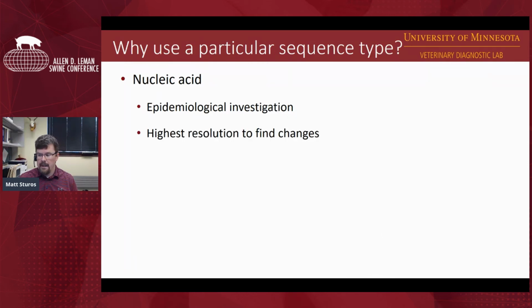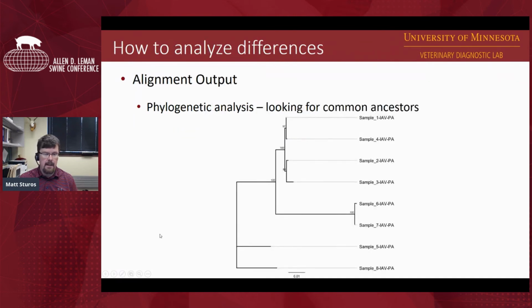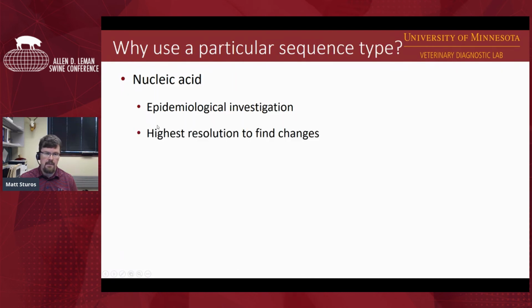So when we look back here at this, we have a choice. In this case I did nucleic acid analysis. We could have done amino acid analysis. So the question sometimes is, why would you use a particular sequence type? Nucleic acid is most useful for epidemiological investigations. It has the highest resolution to be able to find changes.